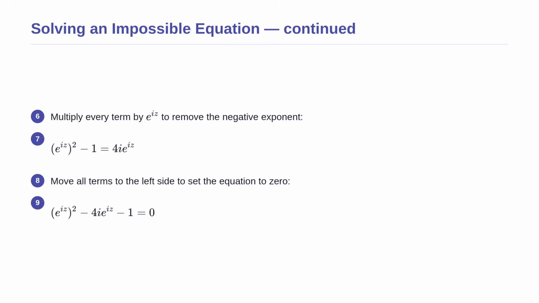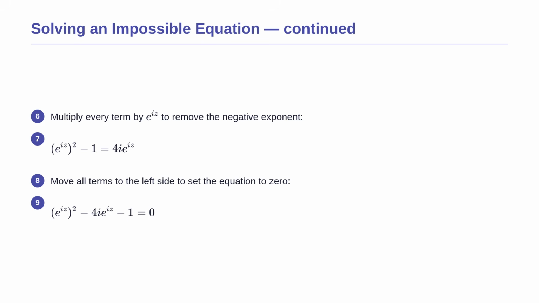Continuing our solution, we need to deal with the negative exponent because it makes the algebra difficult. We do this by multiplying every single term in the equation by e to the power of iz. This clever step transforms our equation into a quadratic equation, hidden in disguise, where our main variable is the chunk e to the power of iz.